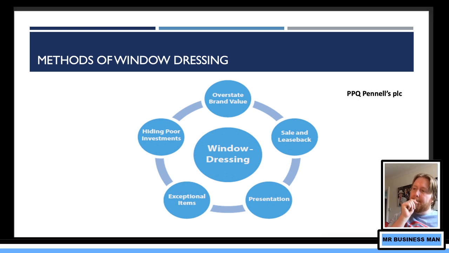Now, methods of window dressing, what we can do: overstate your brand value, so you can increase it to say, well, look, we've got evidence to show that the value is more because of X, Y, and Z, maybe some research you've done, or maybe you could go off all sales data, or whatever it is that you're using to do it, some kind of justification for it.